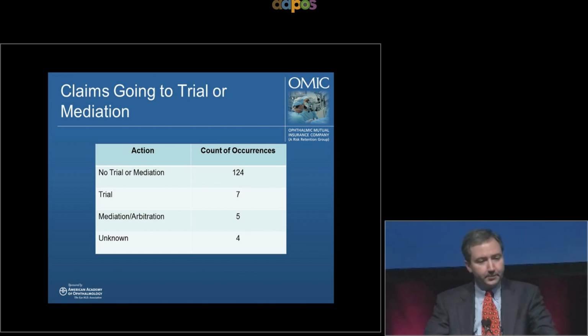And this is what happened in terms of the disposition. The bulk, and I think one of our fears as a physician is these cases going to trial, your name being in the paper and dragged through the mud. Well, at least this slide is somewhat reassuring. If anything I say is reassuring, it's that only 7 cases went to trial. For the bulk, there was no trial or mediation, and so those cases were either dismissed or they were settled. And then 5 went to mediation or arbitration.